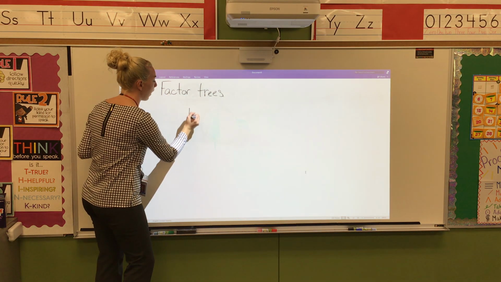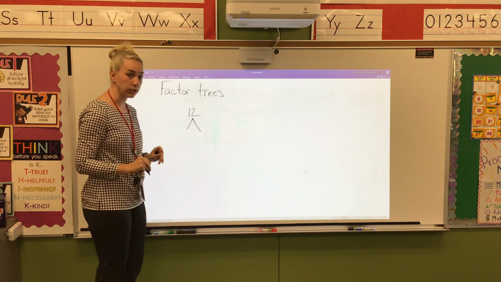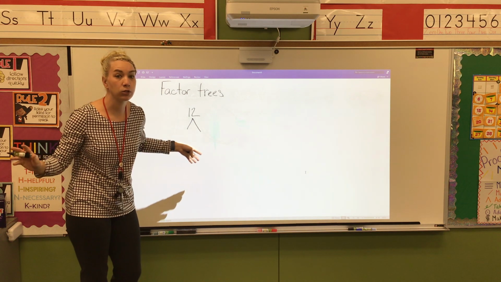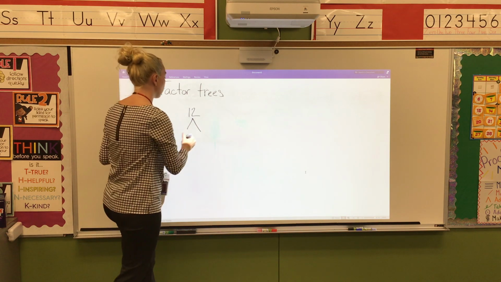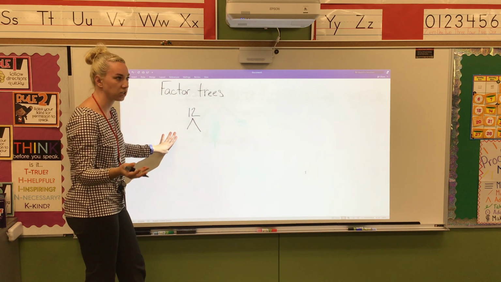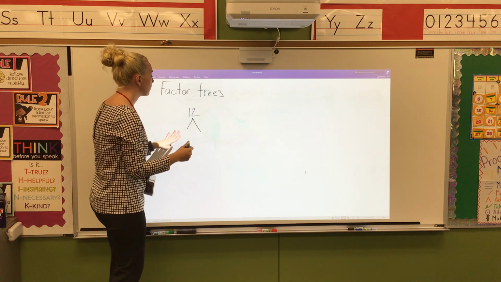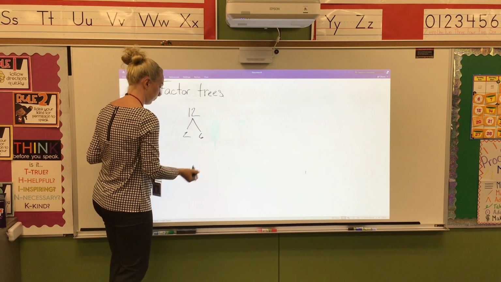If we start with 12 and we do a factor tree, we split it into two of the factors. You guys can pick any of the two factors, and I'm going to show you doing it with different ones. First off, never pick the 1. That's boring. You just end up being at the same spot. So instead of doing 1 and 12, let's do 2 and 6.